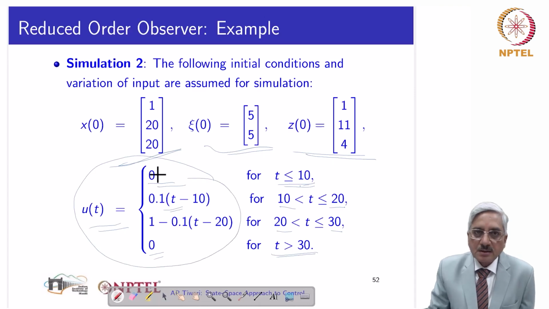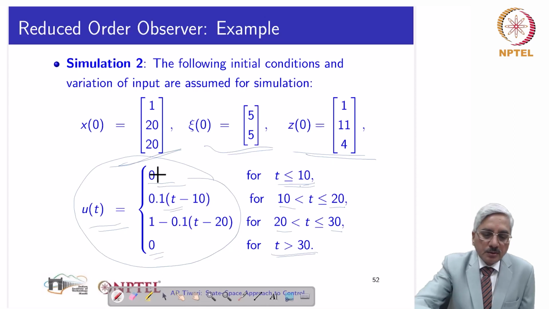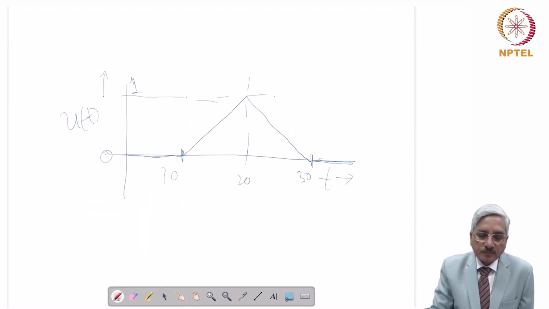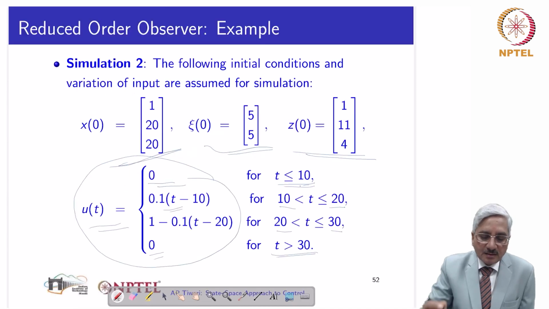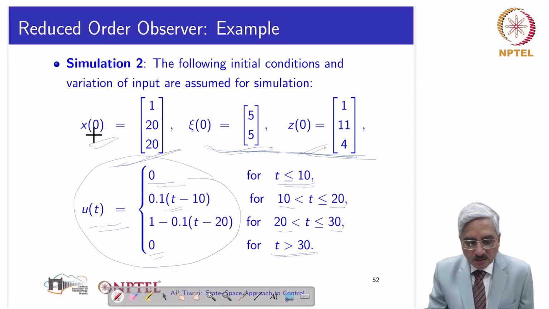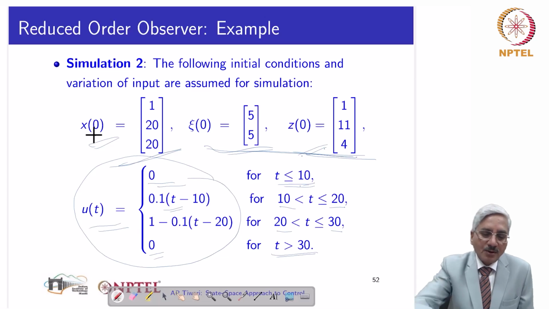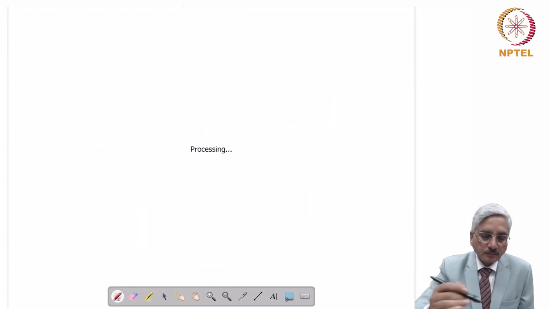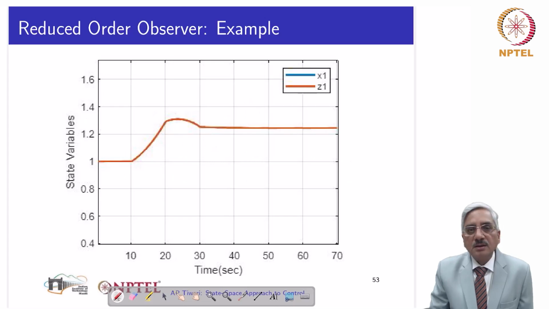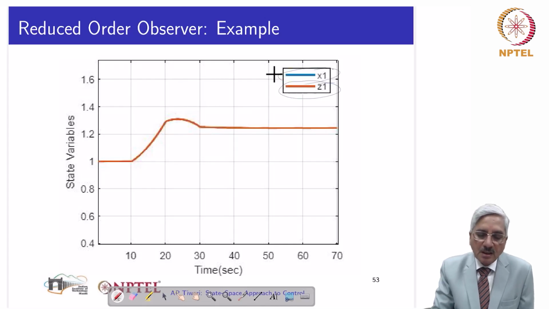So we subject the system to this input variation starting at 10 seconds, and up to 10 seconds the system behavior will be characterized by deviation of states, observer states, from the actual states of the system. And let us see how it happens. So this is what we see. Because Z1 is directly evaluated as X1, Z1 and X1 overlap to each other.